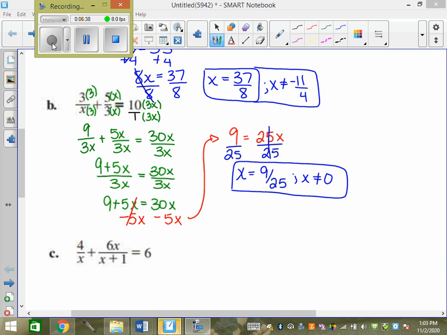We could type that into y1, y2, the original, correct? Second trace 5, enter, enter, enter. We only take the x value. We only care about the x value of the intersection, right? We don't care about the y.